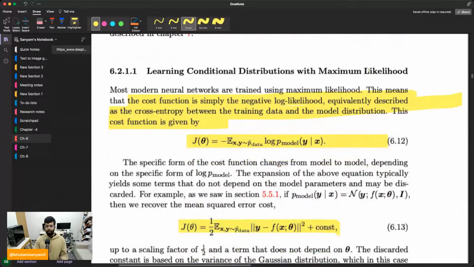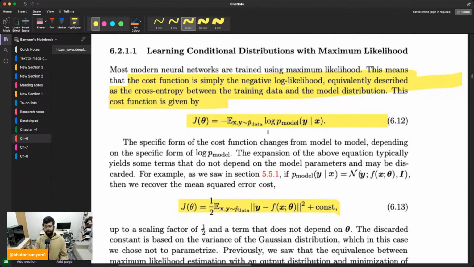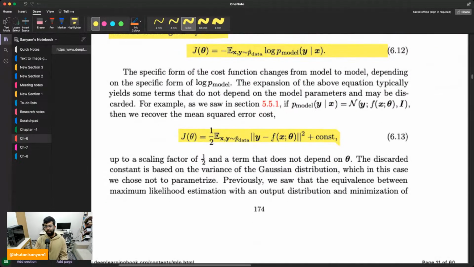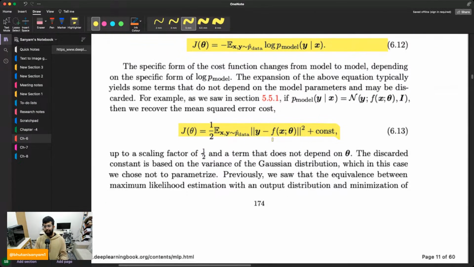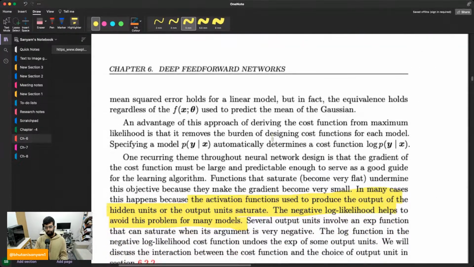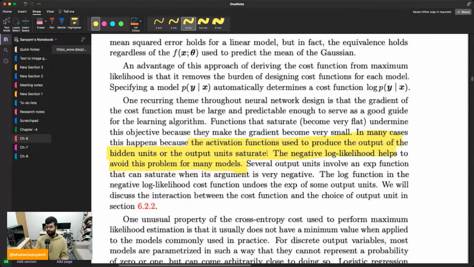they talk about learning conditional distributions with maximum likelihood. So they introduce negative log likelihood as an energy function or a cost function, and then they refine it by applying some optimizations or some constraints. They say in many cases, the activation function used to produce the output saturates, and the negative log likelihood helps to avoid this problem for many models.